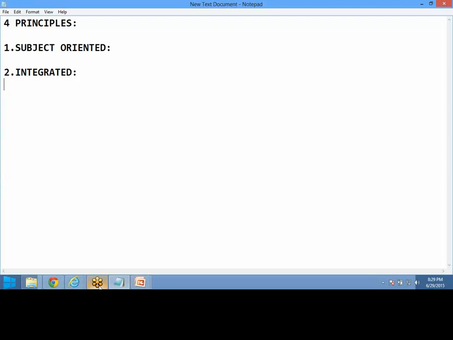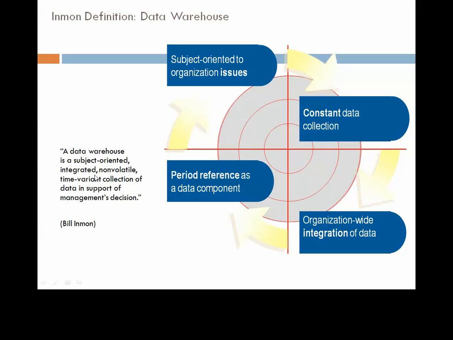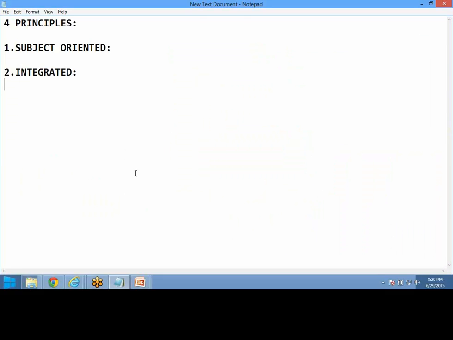Now, what is my third thing? Integrated, non-volatile. So your third point is non-volatile. Non-volatile means make sure that the data available in your data warehousing system is non-volatile, meaning not frequently changeable. Because what is the ultimate goal of loading a data warehousing system?